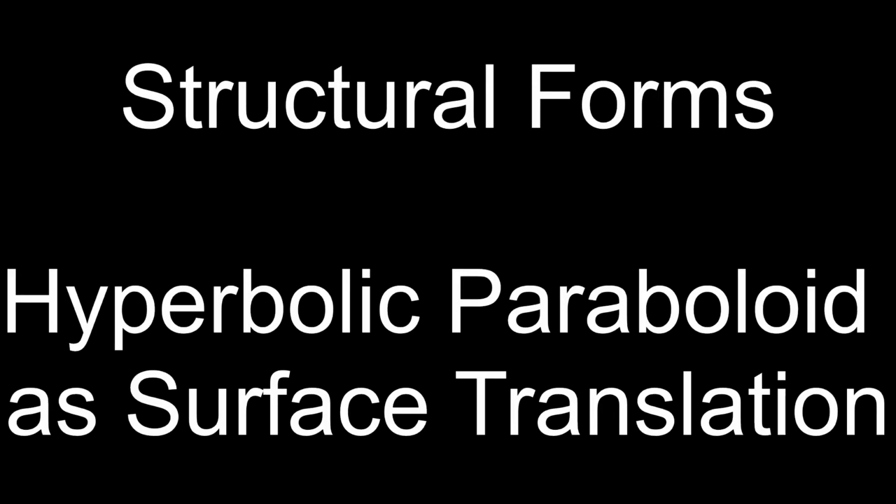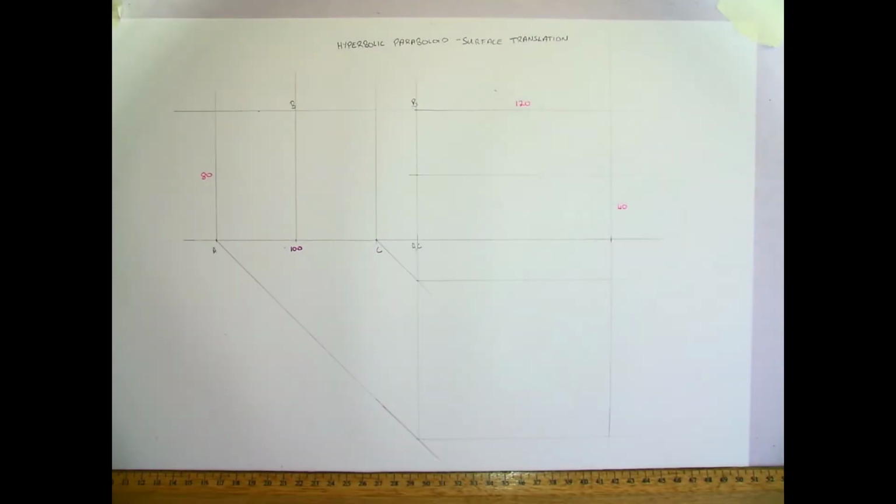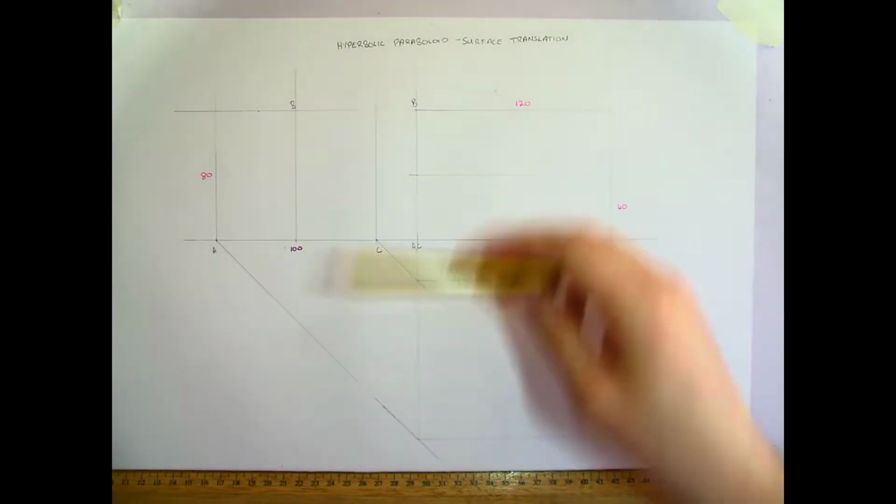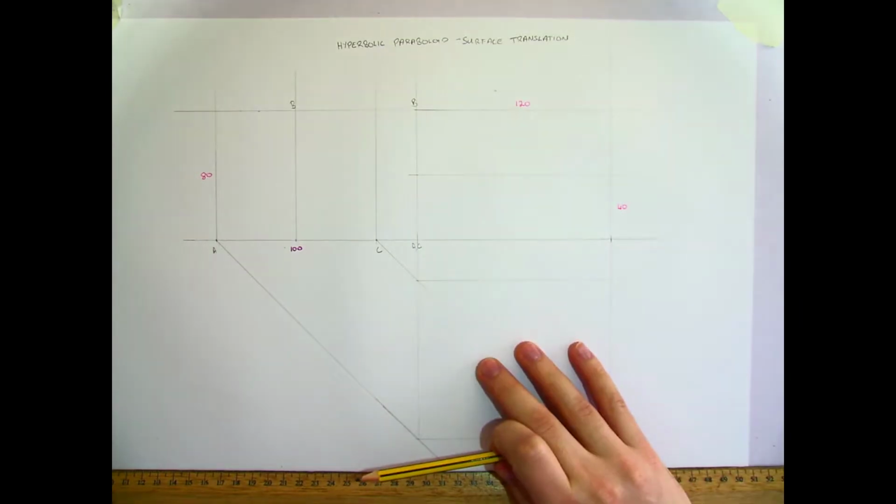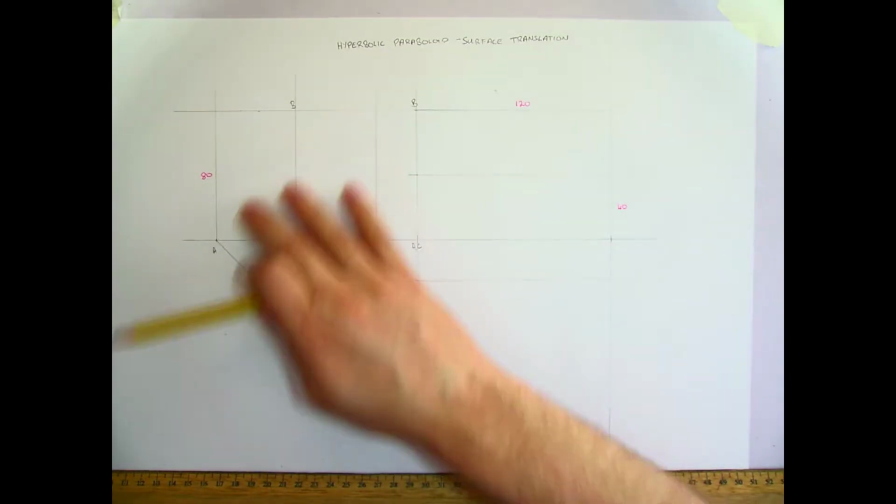In this video I'm looking at structural forms and the hyperbolic paraboloid, but this time as a surface translation rather than a straight line element as a doubly ruled surface. So what I have set up here is I'm going to be drawing the elevation and plan of it down here, and it's going to be based on an in view.